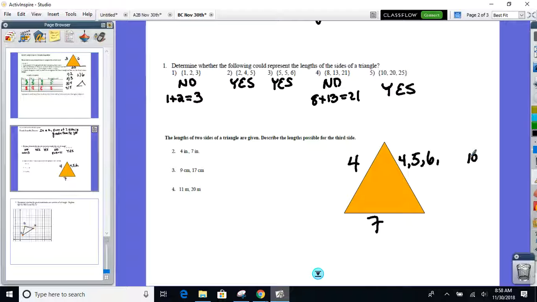Roman? 7. Can we just fill them in here? 8, 9. Can I keep going to 11? No, can't go to 11 because 4 and 7 is equal to 11.